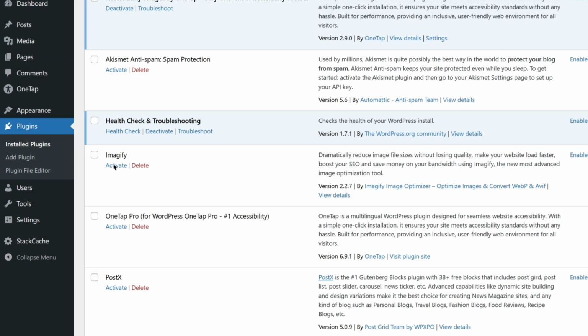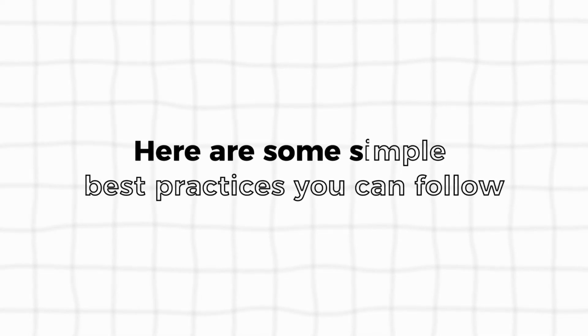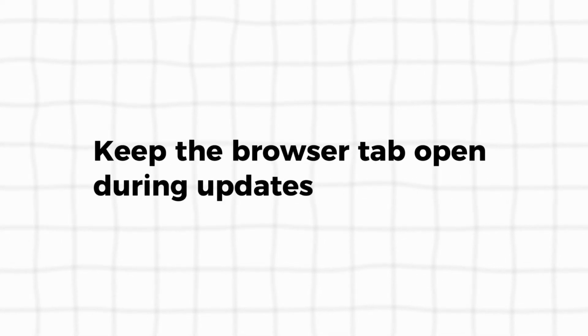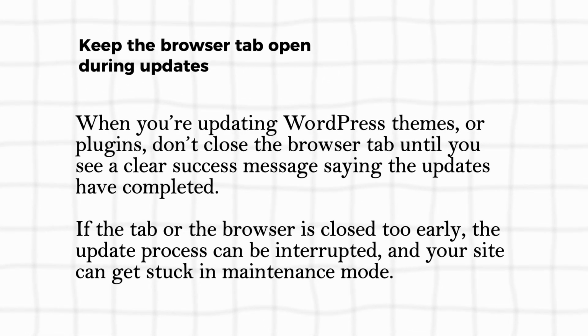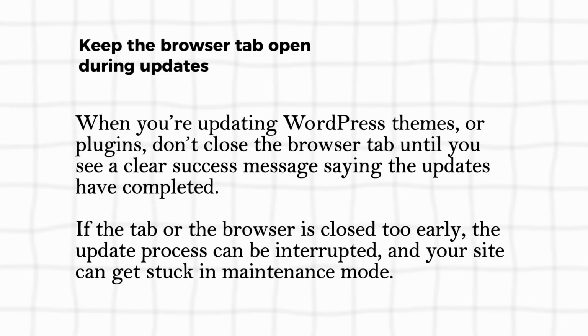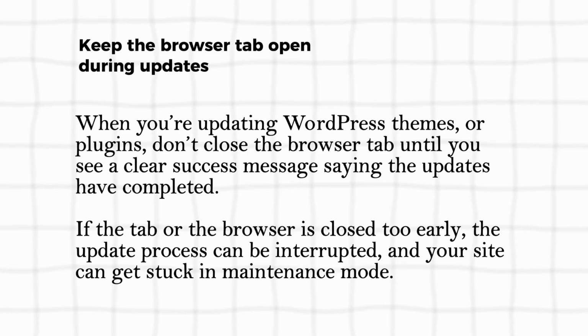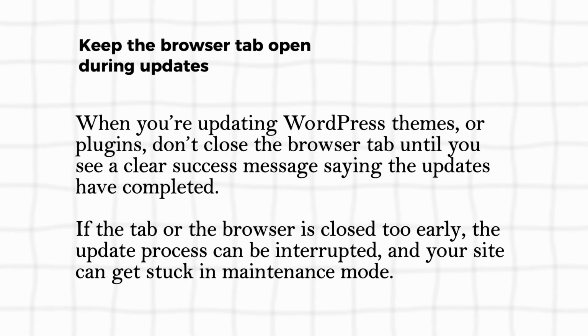Now that we've fixed the error, let's talk about how to prevent it from happening again. Here are some simple best practices you can follow. 1. Keep the browser tab open during updates. When you're updating WordPress, themes, or plugins, don't close the browser tab until you see a clear success message saying the updates have completed. If the tab or the browser is closed too early, the update process can be interrupted and your site can get stuck in maintenance mode.